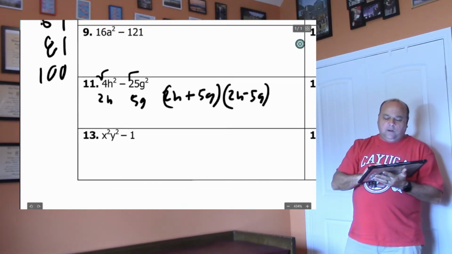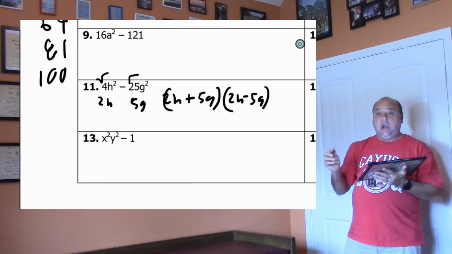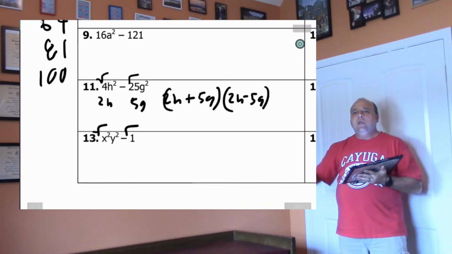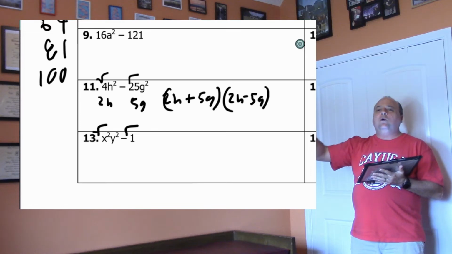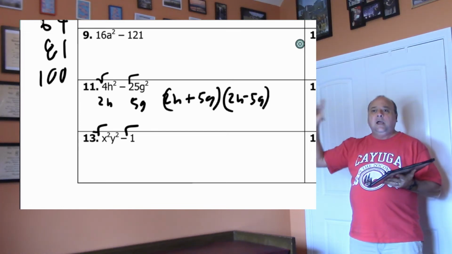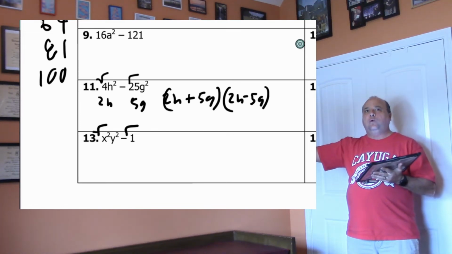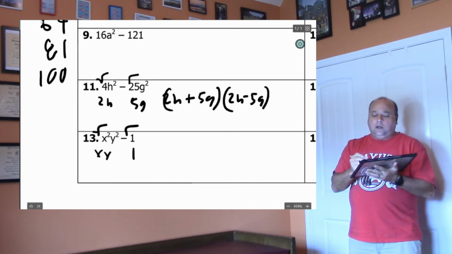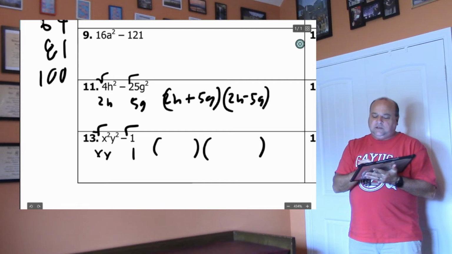And lastly, I'll do one more with you because this is kind of freaky. Okay, so we have x squared y squared minus 1. So the square root of x squared y squared is just going to be xy. xy times xy would be x squared y squared. So I'm going to put a little bitty xy and the square root of 1 is 1. So draw your 2 parentheses: xy and 1, xy and 1, and one's plus and one's minus.